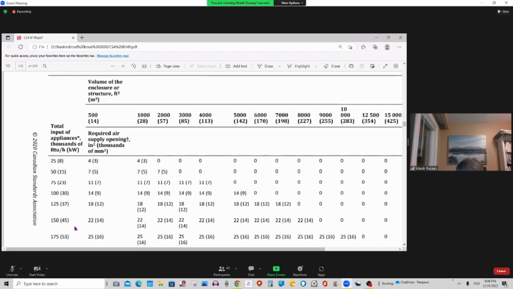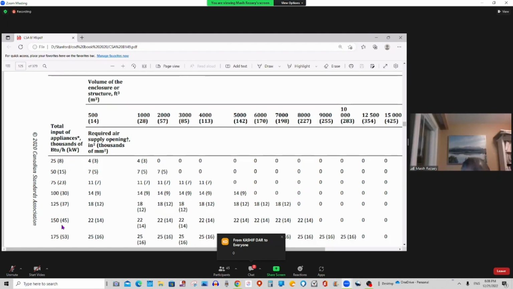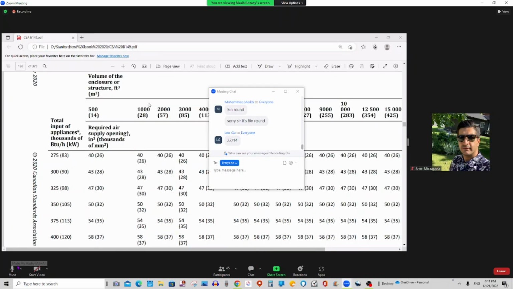I repeat it again, 130,000 with draft control and 50,000 without draft control. So it's two appliances, one with draft control, one without. And the volume of the house is 6,000 cubic feet and it is a loose house. Find an opening, please. Put it in the chat, please. I need both square inch and round. Okay, let me do it, please.